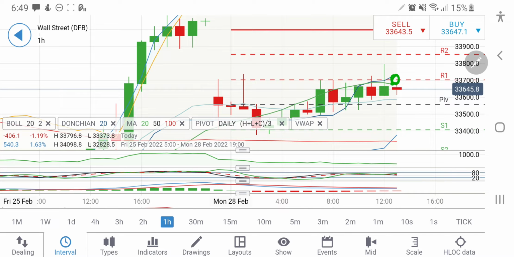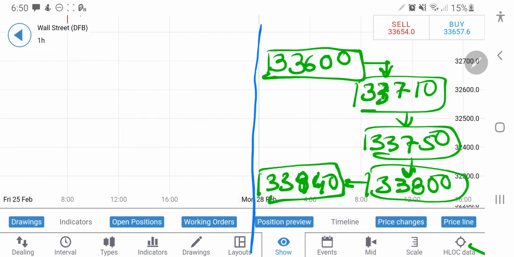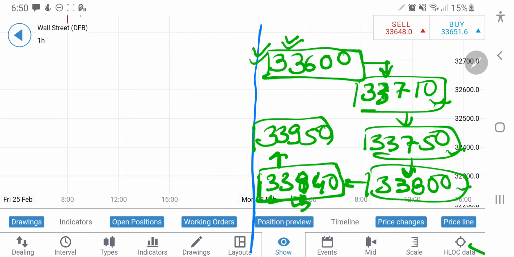So let me sum up and give you the trading levels for the day. Let's talk about the targets for the day. You can buy US30, or one can remain long on US30 till the time it remains above 33,600, above which it is going to hit 33,710. First targets 750, 800 and 840. Now 840 is going to be a good resistance. Beyond that, I expect it to hit 33,950 and 34,000 levels.